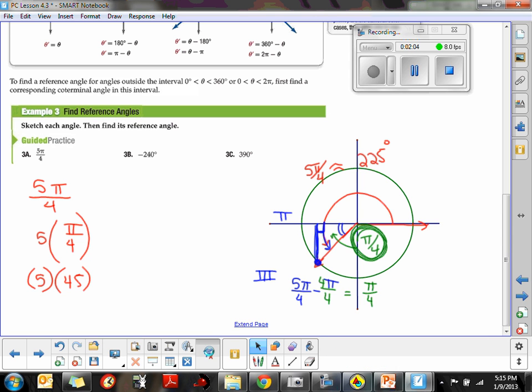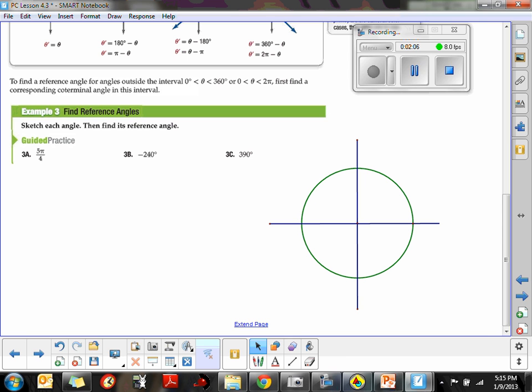Okay, so next one. Negative 240-degree angle. Degrees. Go negative 240. So there's 90. There's 180. Okay, if I go up to here, that'd be 270. I don't want to go that far. So I'm going to go in here and park that angle somewhere in there. And I'm going to stop. And I'm going to say, okay, that is negative 240 degrees.